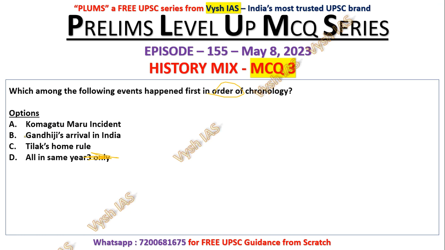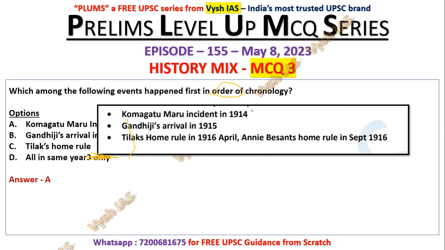So these incidents are very, very important, and you are supposed to know these basics, like when did Gandhi come to India, before that where he was, what did he do before coming to India, what was his profession. These things, if you don't know, your preparation is going on the wrong track. So here the answer is A, the Komagata Maru incident, which happened in 1914. Then Gandhi came in 1915.